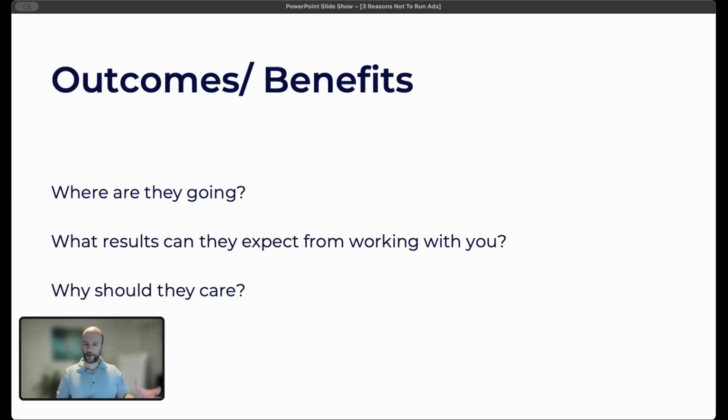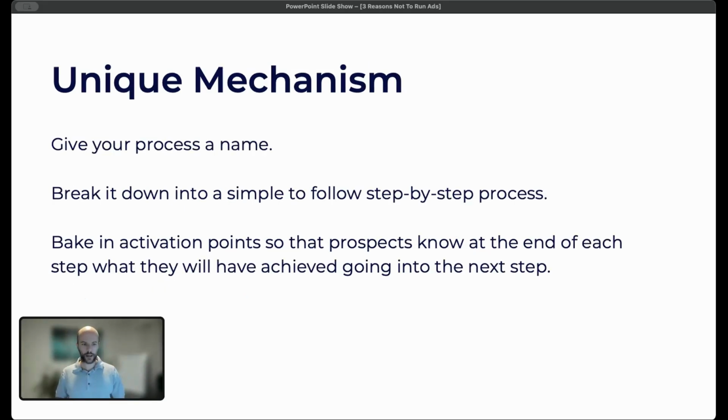Whether it's a free offer, a low ticket offer, or a high ticket offer, they need to be clear on what to expect with what they're getting from you in return for, whether it's money, details, so on and so forth, whatever they're giving you, and why should they care? What impact is it going to have on their life? What are the consequences of not using your offer or not taking action? And how is this, again, going to help them move from point A to point B?